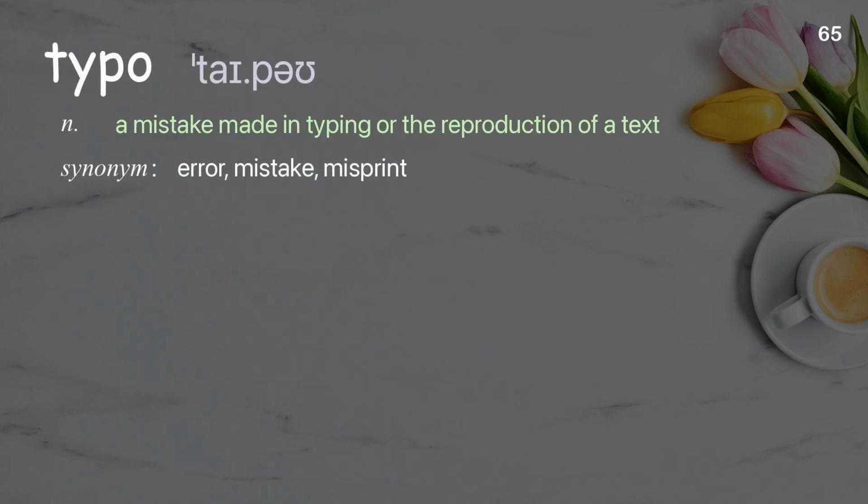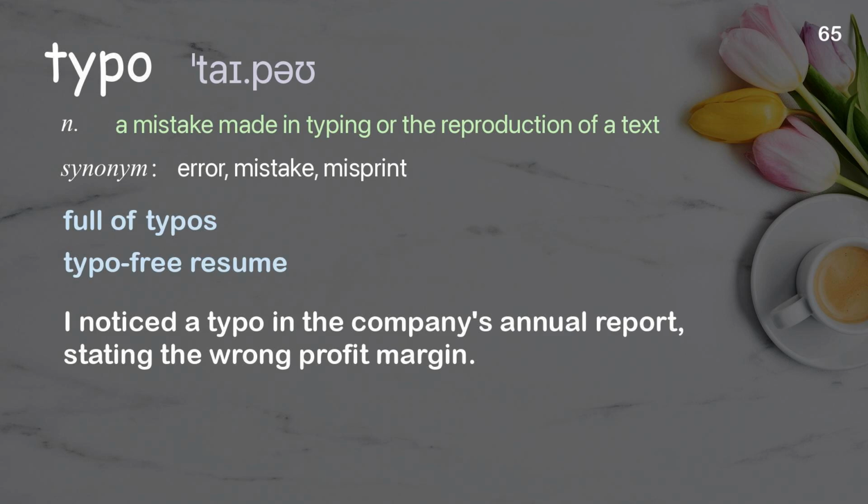Typo. A mistake made in typing or the reproduction of a text. Examples: full of typos. Typo-free resume. I noticed a typo in the company's annual report, stating the wrong profit margin.